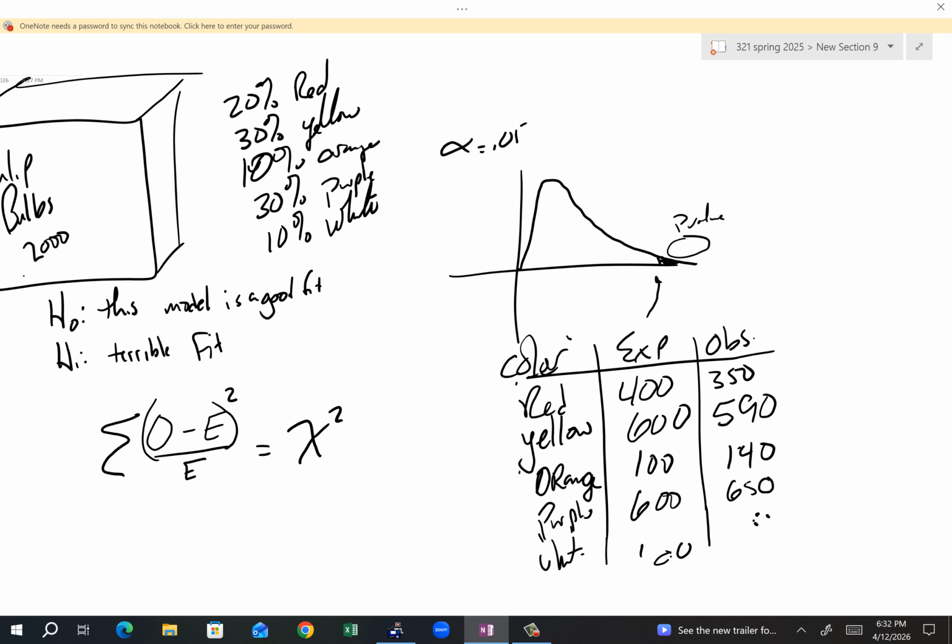20% of that is that. And 30% is 600. And then 100. And then 600. Well, there's your problem. These should both be 200.